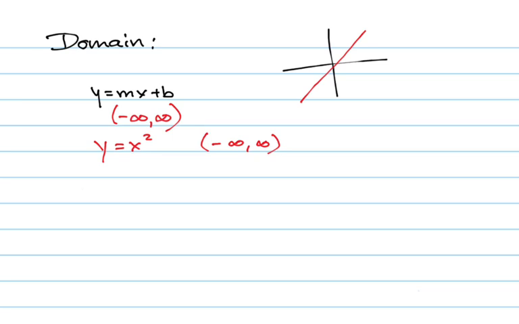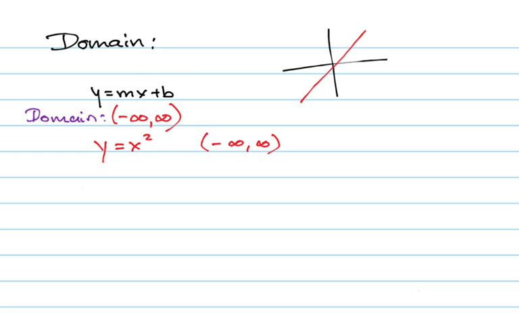Because if I plug in any value for x, I will get a y value, no matter what. There is no disruption of my y flow. I plug in a value for x, be it a gazillion or be it -2, I will always get a y value. And when that is the case, the domain is negative infinity to infinity.